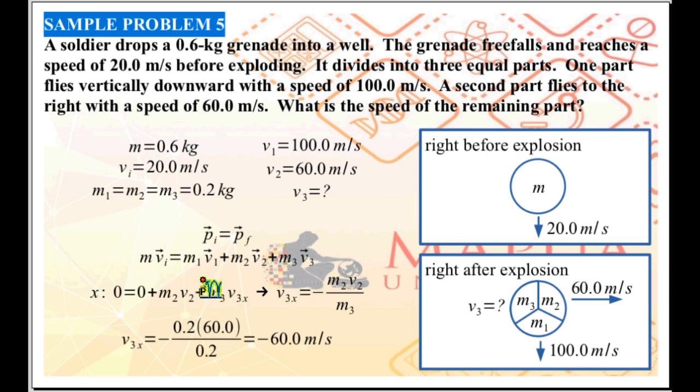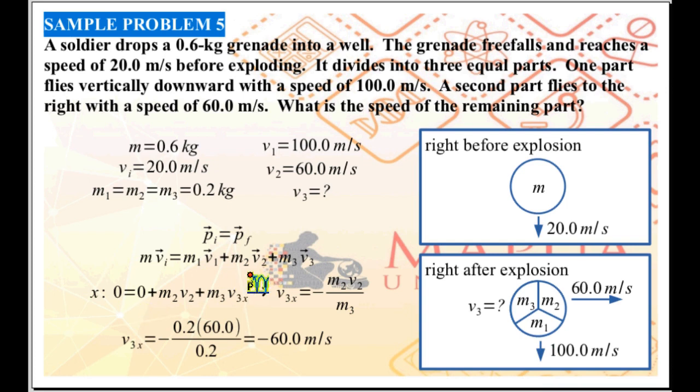This is a vector equation, so we use vector analysis. We use the component method, with x component and y component. First, let's take the x component. The x component of v initial: v initial is vertically downward, so no x component. Final velocity v1 of fragment 1 is vertically downward, so no x component.